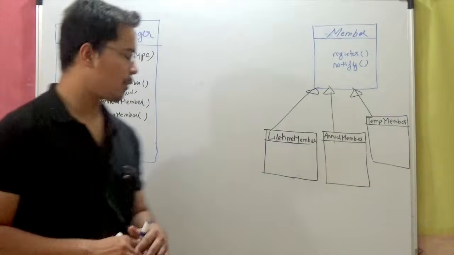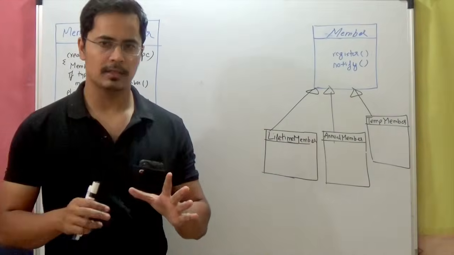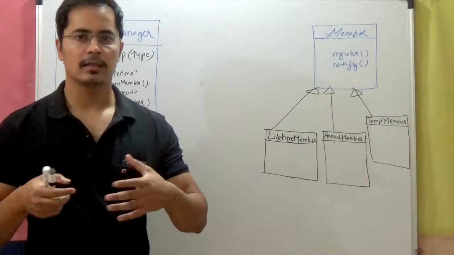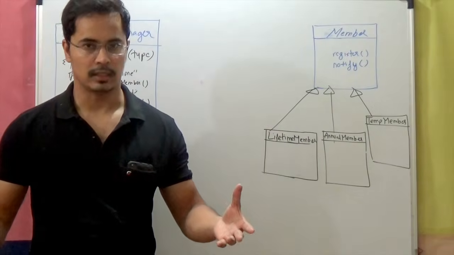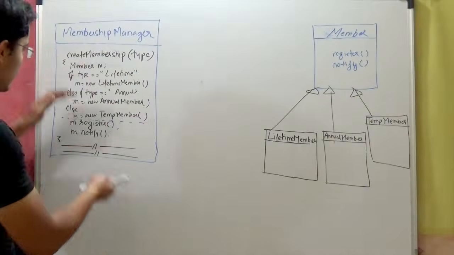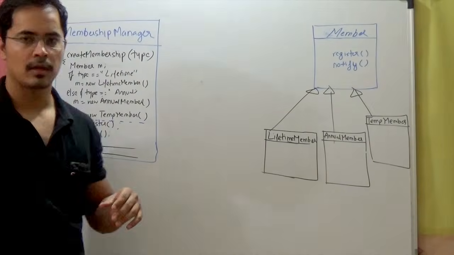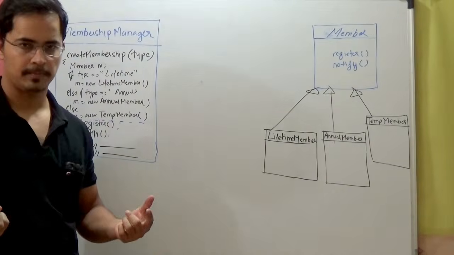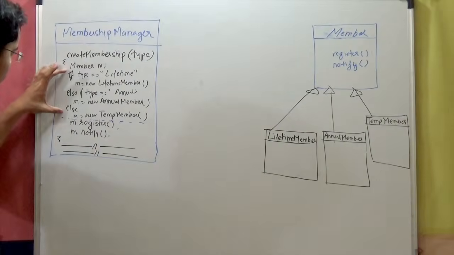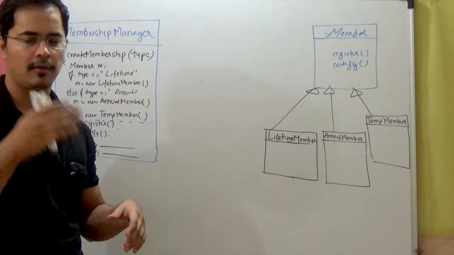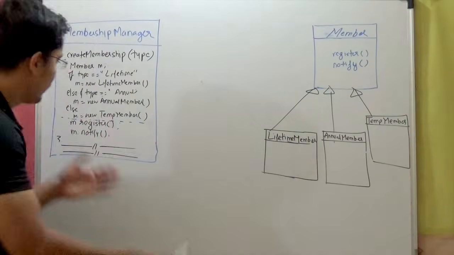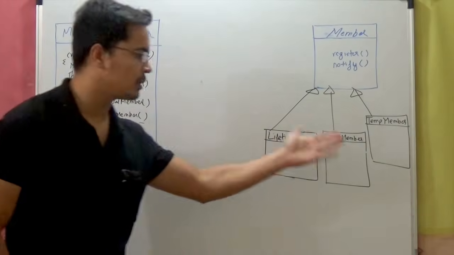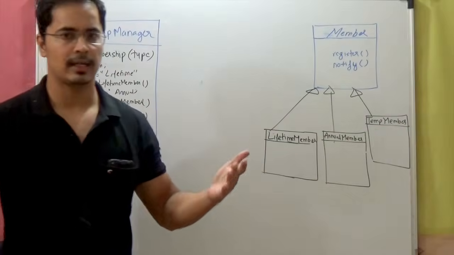Now there is some problem in this code. Do you remember this design principle? Separate the code which is changing from the code which is not changing, right? So in this create membership function, what is likely to change? We have written this if-else ladder. If type equal to this, instantiate an object of this class. If type equal to that, instantiate an object of that class, and things like that.